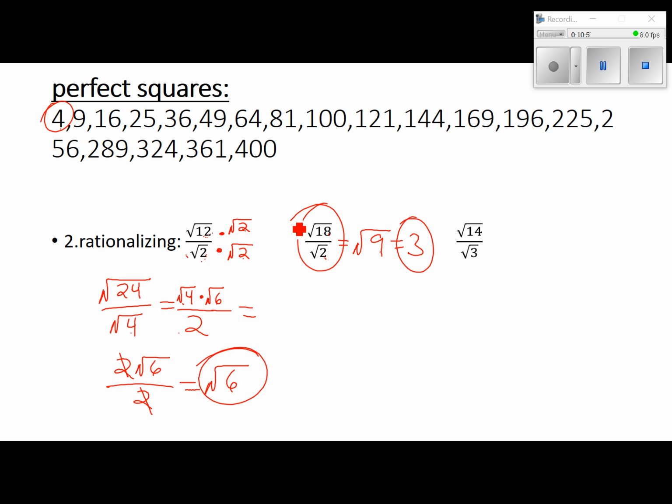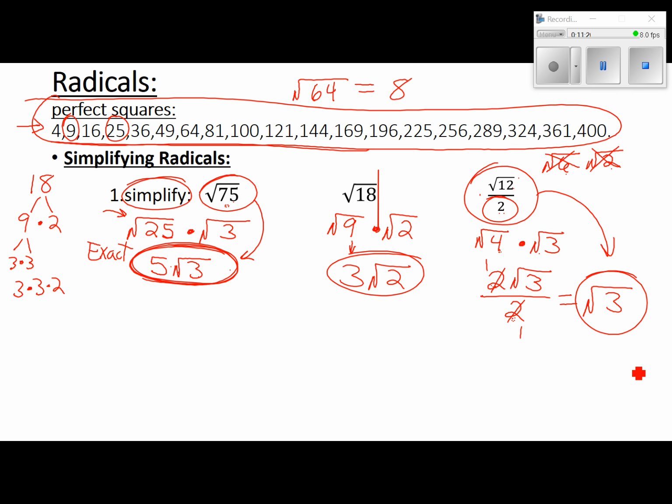Next one, to rationalize this one, 3 won't go into 14 evenly, so that's not going to work. So what we're going to do is multiply the top by the square root of 3, multiply the bottom by the square root of 3. On top, you end up with the square root of 42. On bottom, you end up with the square root of 9. On bottom, the square root of 9 is just 3. That comes out from underneath the radical.